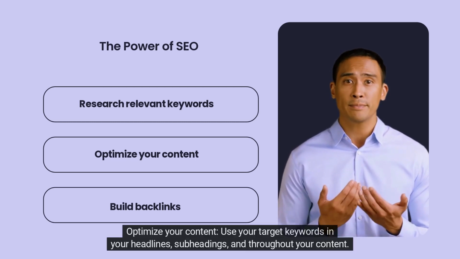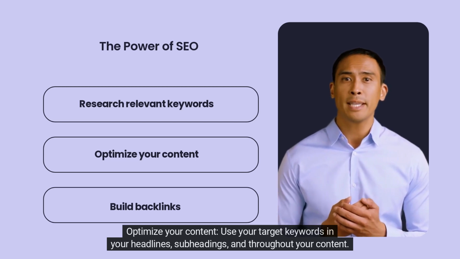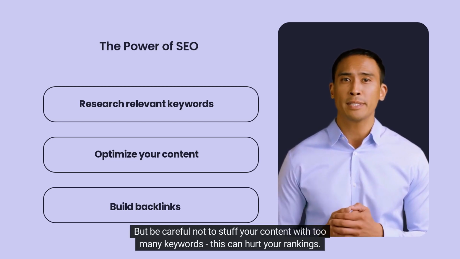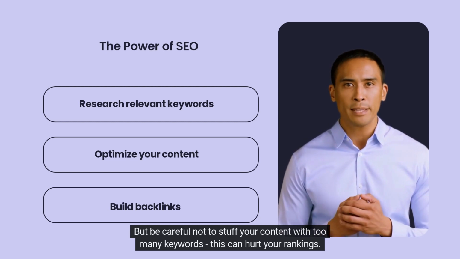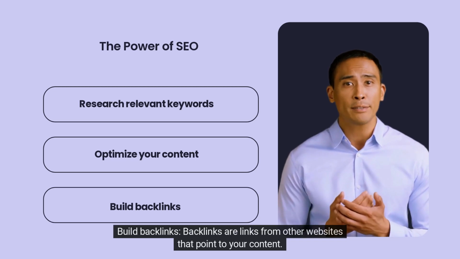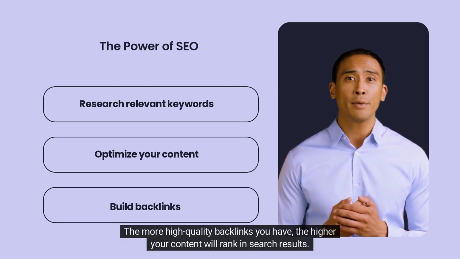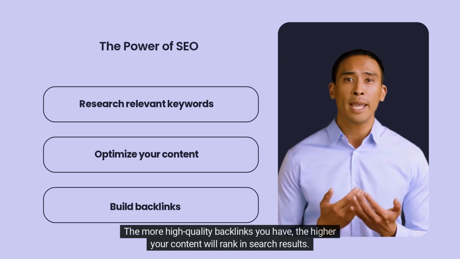Optimize your content. Use your target keywords in your headlines, subheadings, and throughout your content. But be careful not to stuff your content with too many keywords. This can hurt your rankings. Build backlinks. Backlinks are links from other websites that point to your content. The more high-quality backlinks you have, the higher your content will rank in search results.